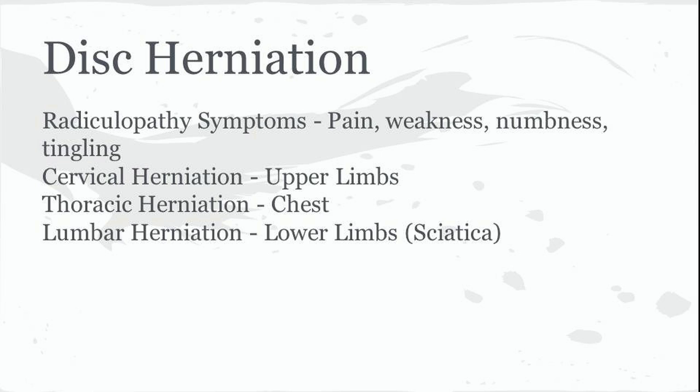In cervical disc herniation, pain, weakness, numbness and tingling is typically felt in one or both limbs. For thoracic herniation, the symptoms appear to radiate throughout the chest. Lumbar disc herniations, however, are the most common, with the pain experienced throughout the lower limbs. Sciatica is named after the sciatic nerve. This is formed by the 5 nerve roots L4, L5, S1, S2 and S3.